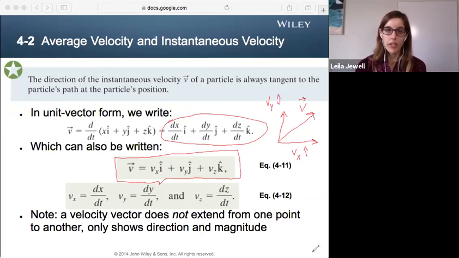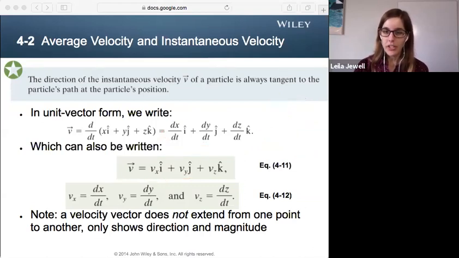So note that the velocity vector isn't from point to point. It doesn't say that it's going to later be at point 2. It just shows that at this instant, it is going in this particular direction, it's going this fast. Okay, so with these ideas, let's take a look at a checkpoint now.